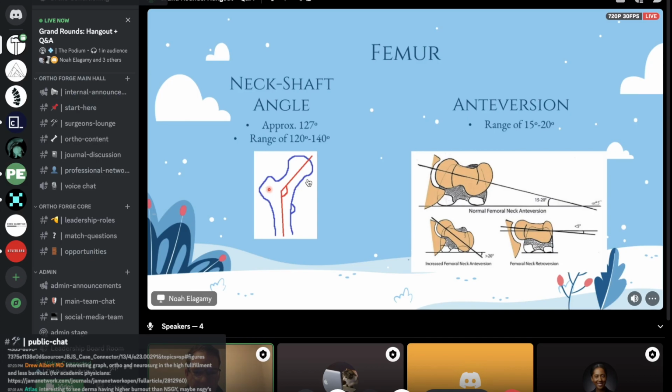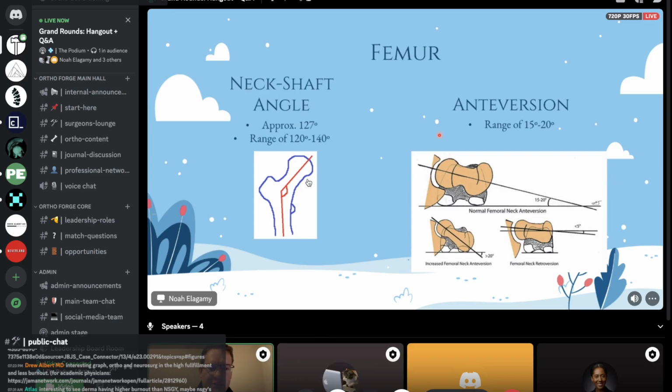So looking at this little diagram, I'd say that's a varus or a valgus hip. Valgus hip. Yeah. And Hip and Knee Book, which is a free resource online, also has a chapter that goes over neck shaft angle and anteversion, and they have some good illustrations on there as well.